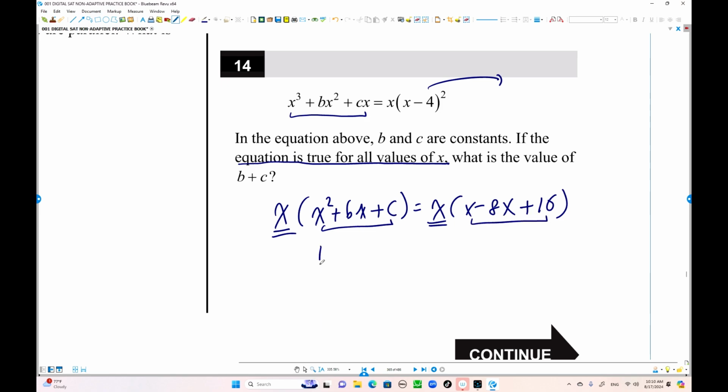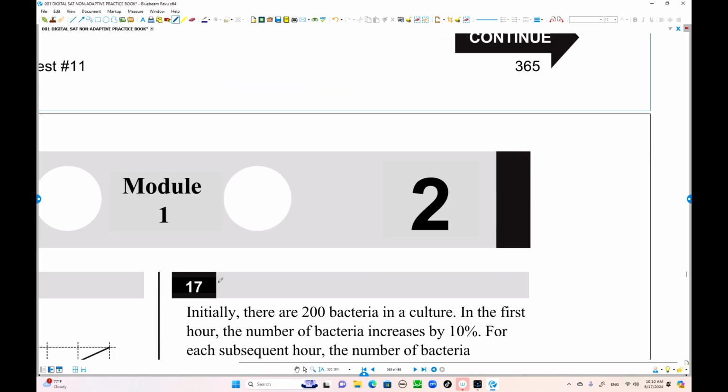So what is the value of b? Negative 8. What is the value of c? 16. Okay, the keyword over here is b plus c, not b times c. So b plus c is what? 16 plus negative 8 is 8. That is number 14.